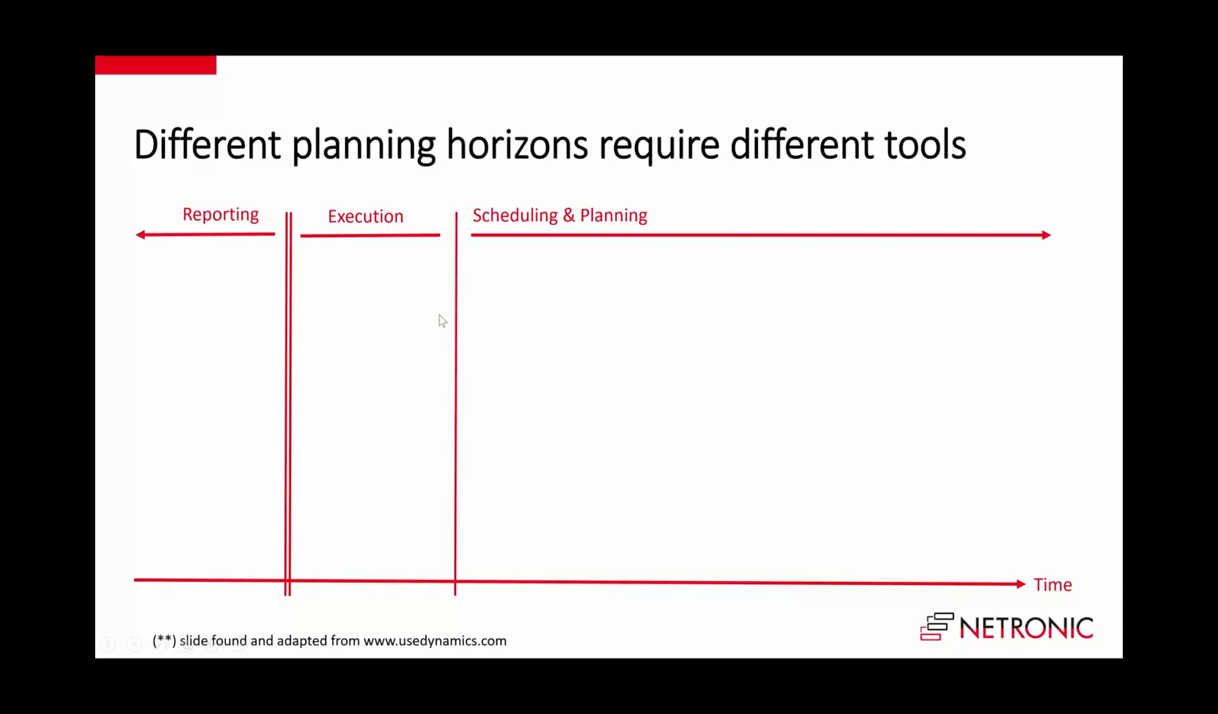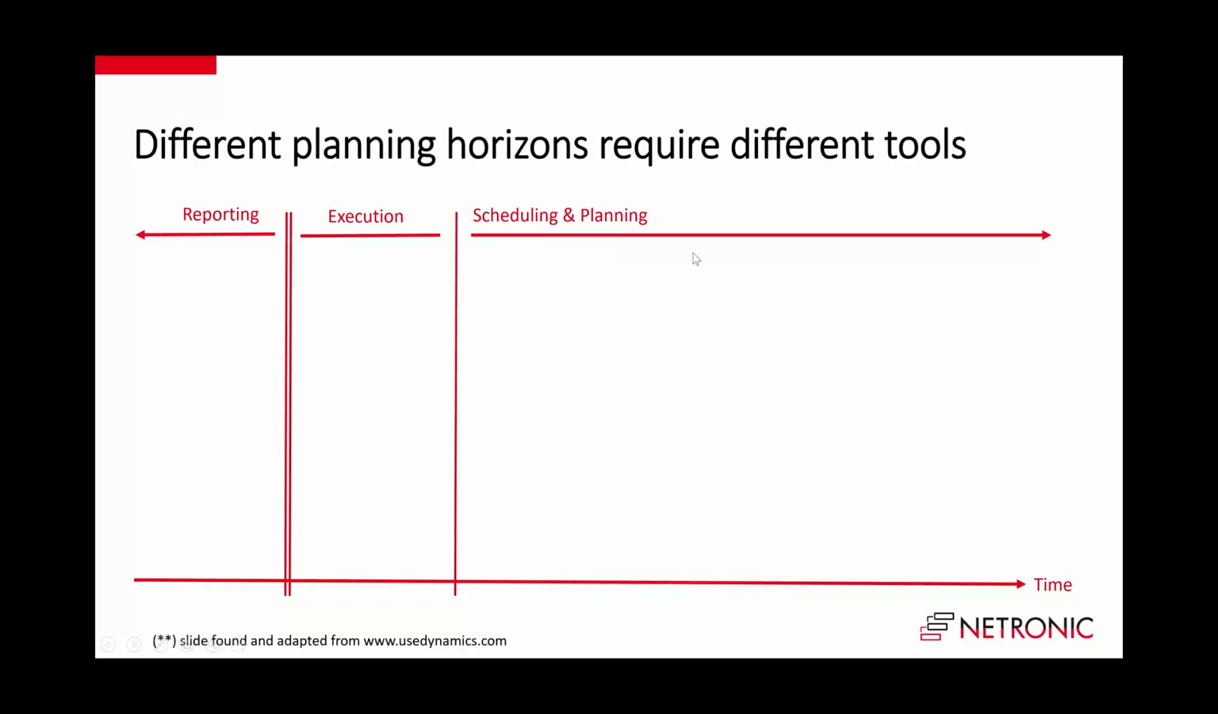And when we look at this, we have three major phases. The one is the past, when we look back, and this is all about reporting. Then we have the current time. This is the execute, where we actually execute a schedule. And then we have everything that is after today, or after this shift, or after this hour. This is the time frame for which we need scheduling and planning tools.